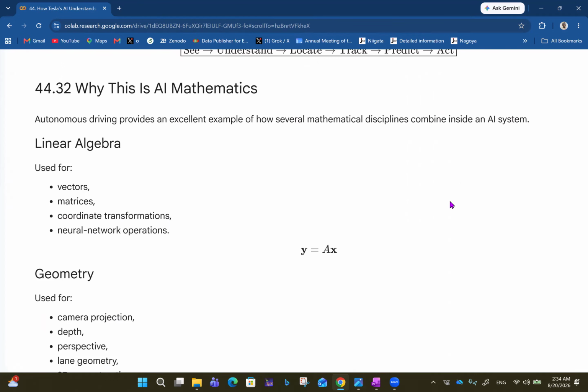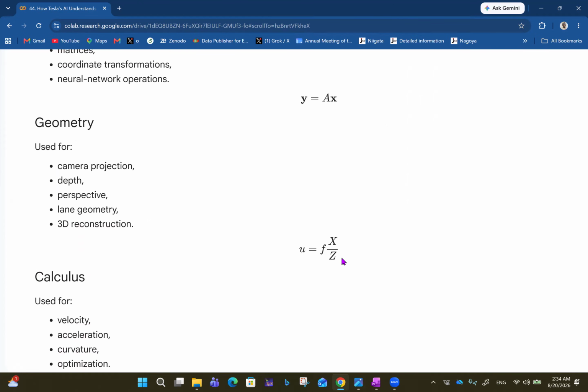It's all about different kinds of mathematics coming together, and it's usually involving linear algebra, probability, statistics, and all these things. So why is this AI mathematics? Autonomous driving provides an excellent example of how several mathematical disciplines combine inside an AI system. Linear algebra is used for vectors, matrices, coordinate transformations, and neural network operations. Like y equals Ax, that's very fundamental to a linear combination like that.